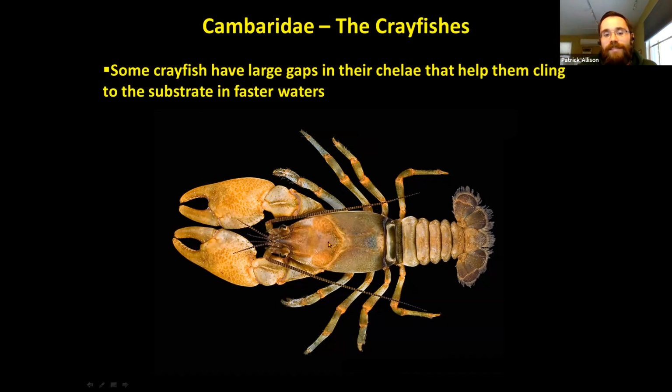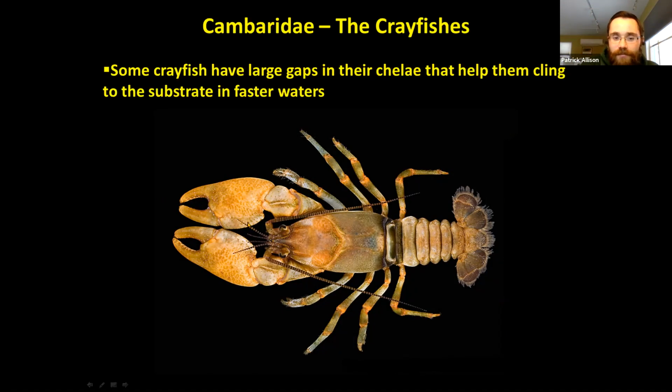So this crayfish is going to be in an area with faster water. Water is going to be flowing over its body, and water flows through these gaps, which are known as hydrofoils. Water flowing through causes the crayfish to be pinned down to the bottom of the stream. That helps keep it in place instead of getting flung downstream by the faster water current.